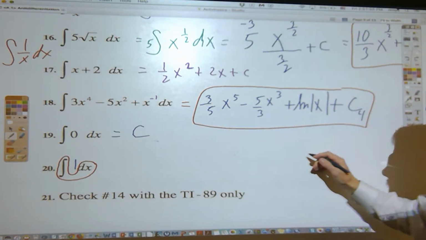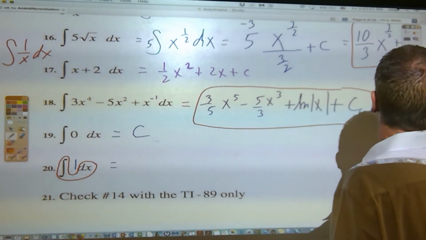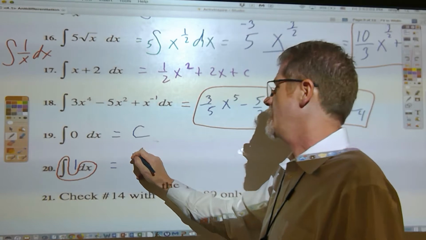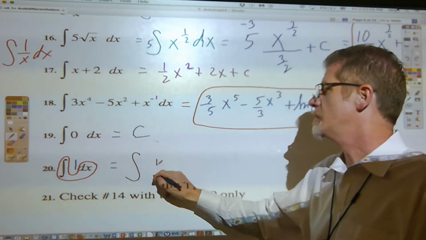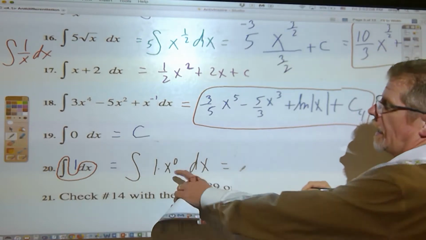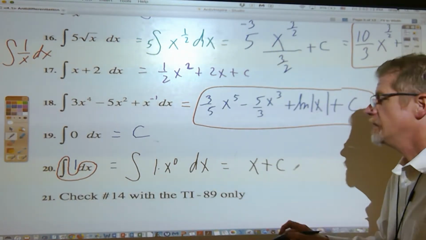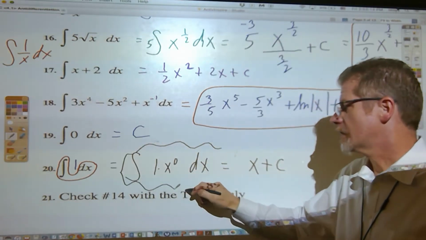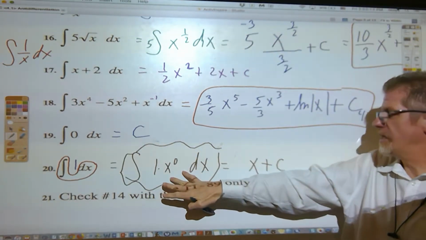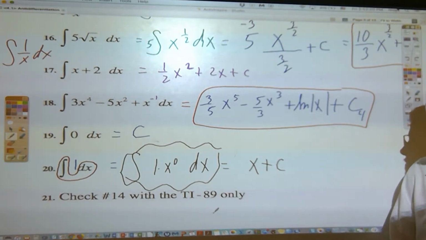And so, in fact, if you want to actually show work, which I don't expect anyone to show work on this, it's really 1 times x to the 0, if you want to use the formula, because then add 1 to the exponent, divide by 1. Anyway, the point is it's x plus c. I'm not asking you to show any work. That's what's going on in your imagination. The family is x plus c. Any questions on number 20?